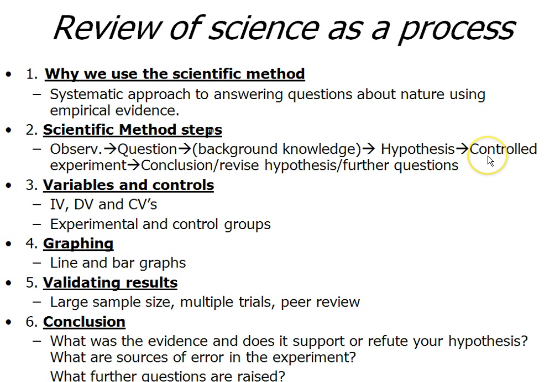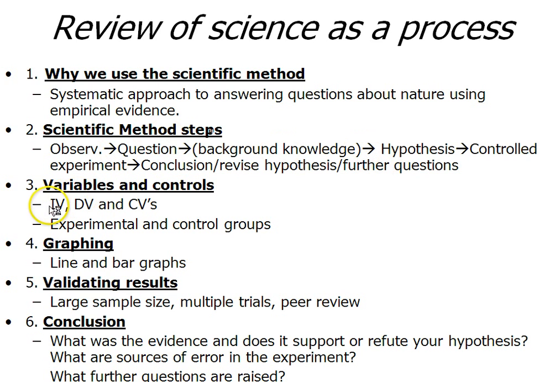Also, after that, we can set up a controlled experiment where we only change one variable, called the independent variable, so that our results are only due to that one factor being changed. Then we can draw a conclusion, graph it to try to identify trends, and ask further questions if necessary.